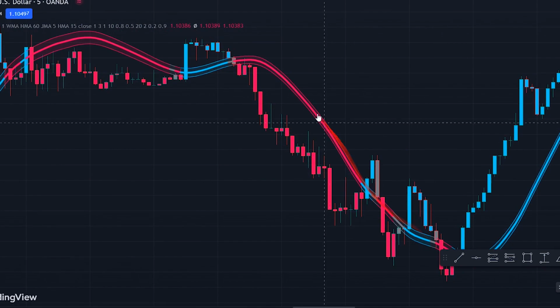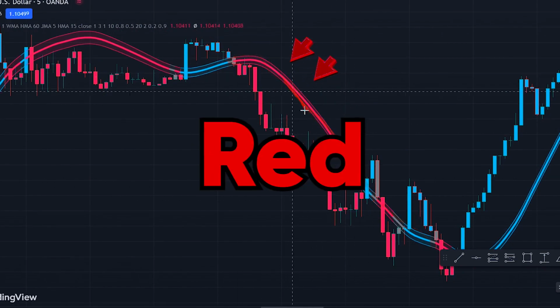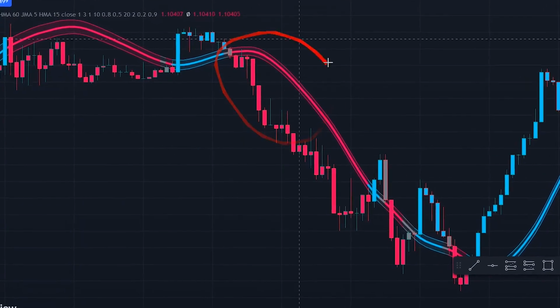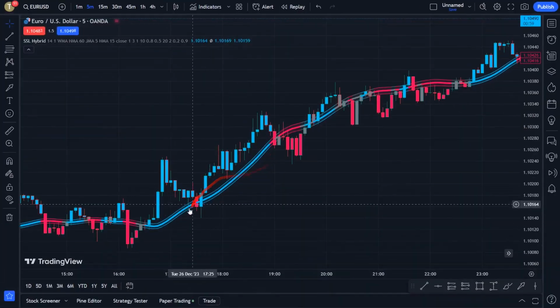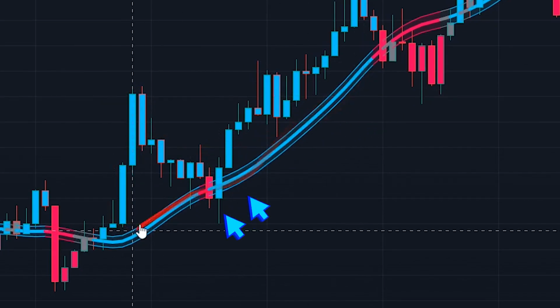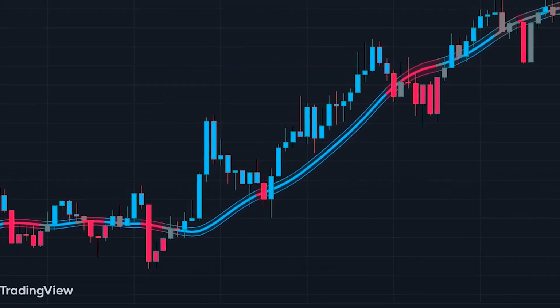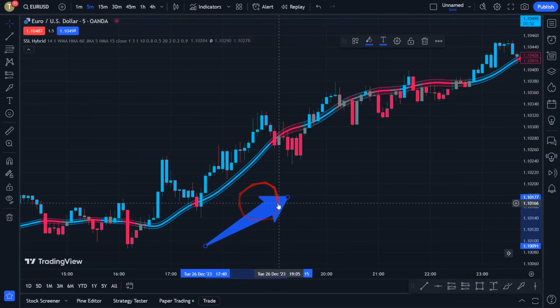In this case, when the color of this indicator is red and the candles are below this line, it indicates a downtrend. And when the color changes to blue and the candles are above this line, it indicates an uptrend.